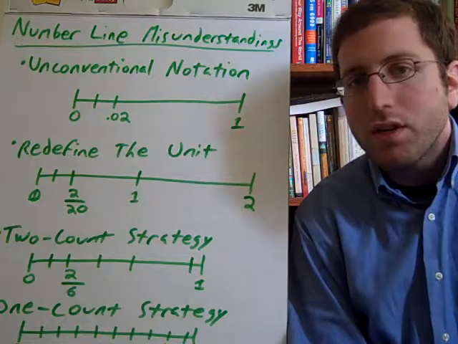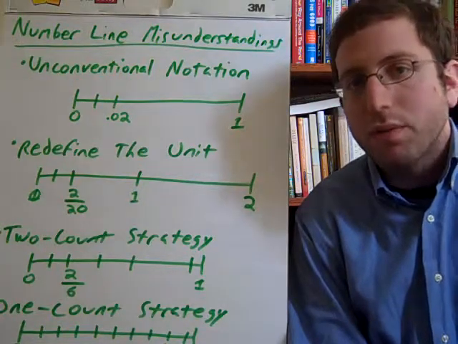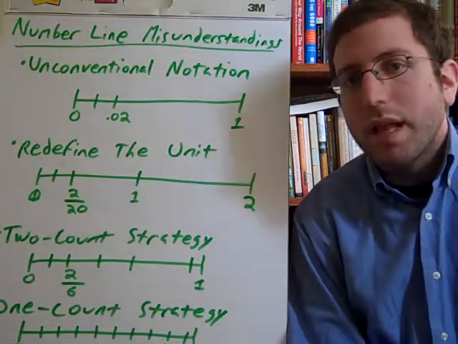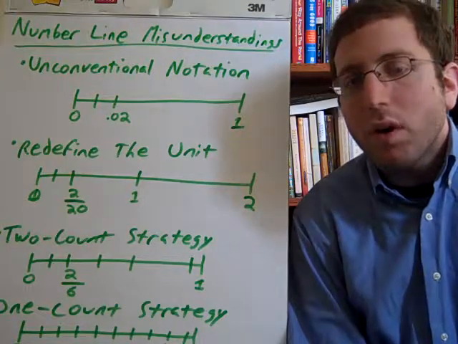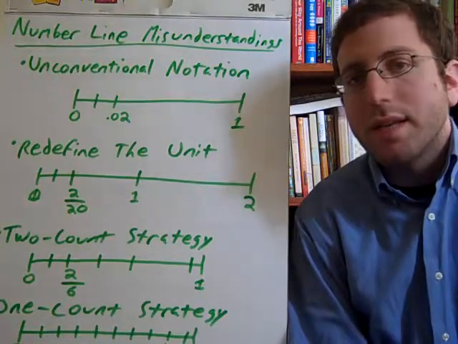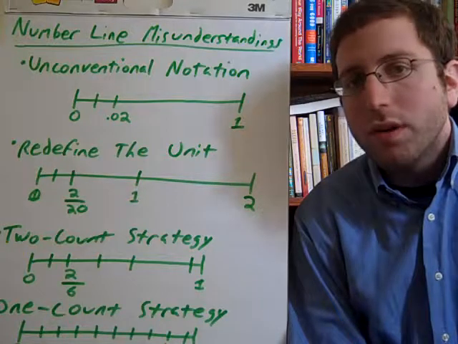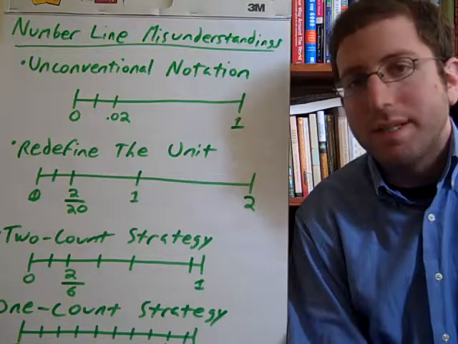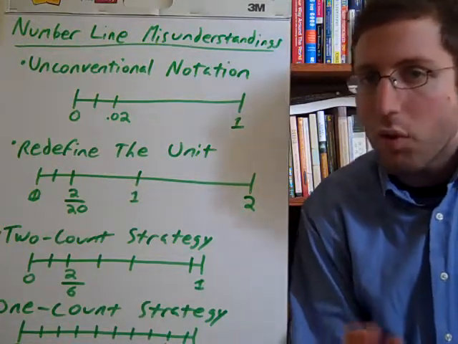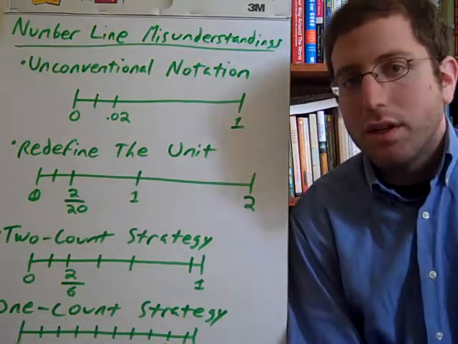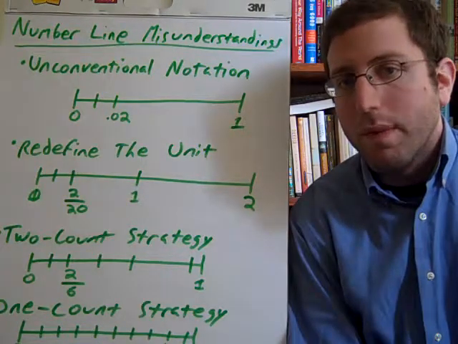So the researcher did a study where she worked with 5th graders in particular, and she also reviewed a lot of the other research to talk about what are the most common misunderstandings that students have around number lines and how can we address them as teachers. So the 4 main categories that the researcher found, I'm going to go over one by one.